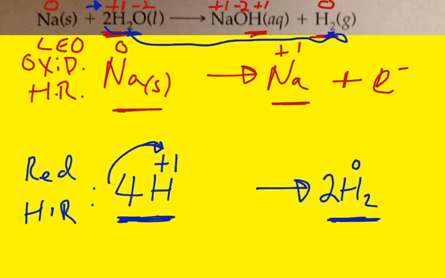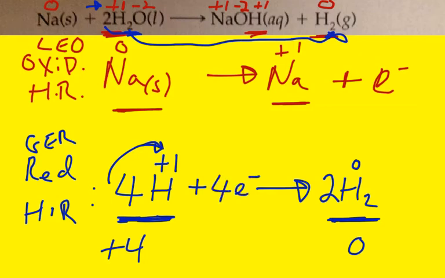So we know from experience, since we're doing GER, our electrons have to go on the reactant side. How many electrons do we think we're going to put to make both sides equal? If this side is 0 and this side is plus 4, yes, we will put 4 electrons here. So 4 negatives, 4 positives give us 0. Okay, and 0 here also, and we're done. So this is simply how we would do this half reaction for the reduction.